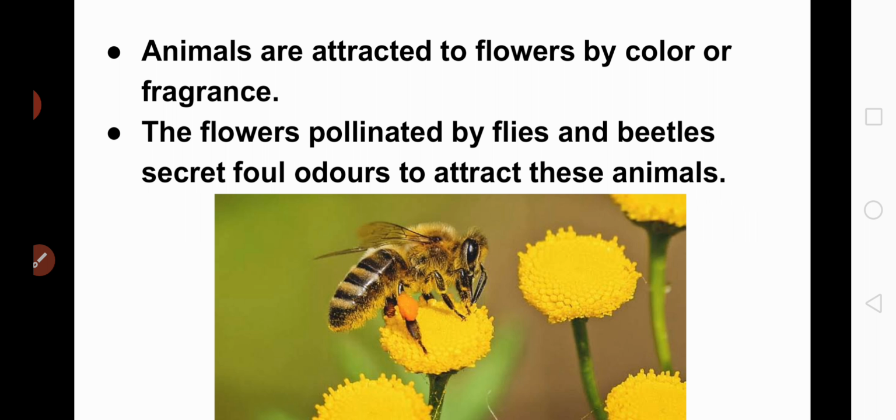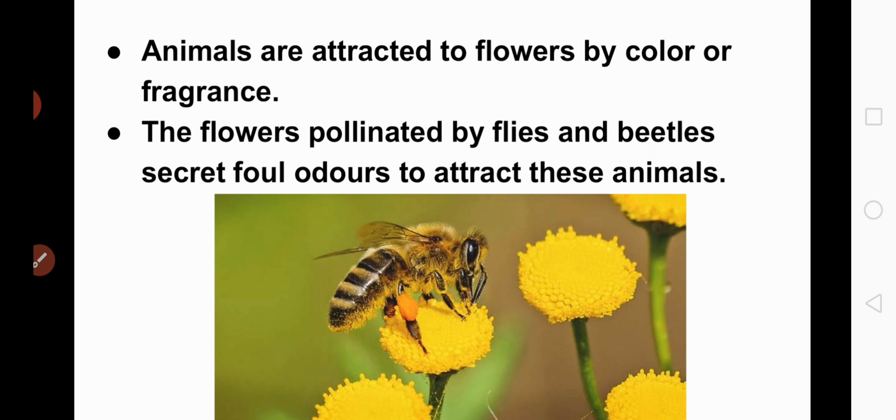Once again, I'll repeat. Here the flowers are large, brightly colored, and possess fragrance, and they produce a large quantity of nectar. When the flowers are small, they are grouped together to form an inflorescence. Insects are attracted to the flowers by their color or fragrance. Particularly, the flowers which are pollinated by flies and beetles secrete foul odors to attract these animals.